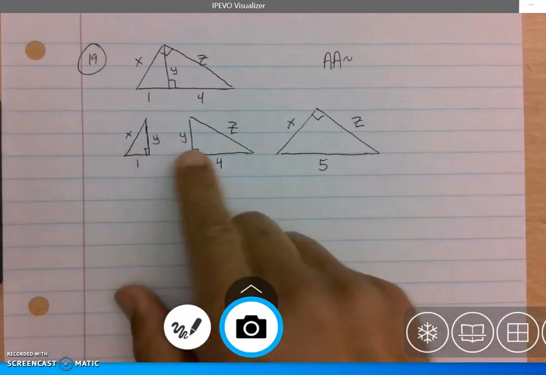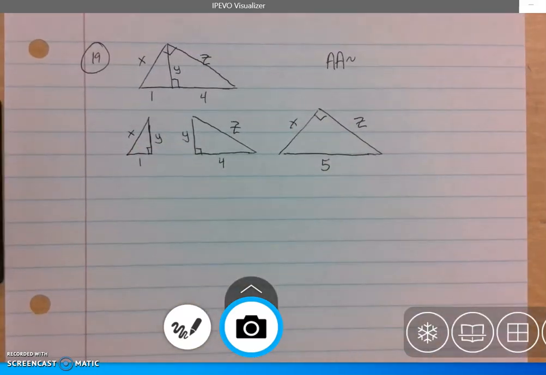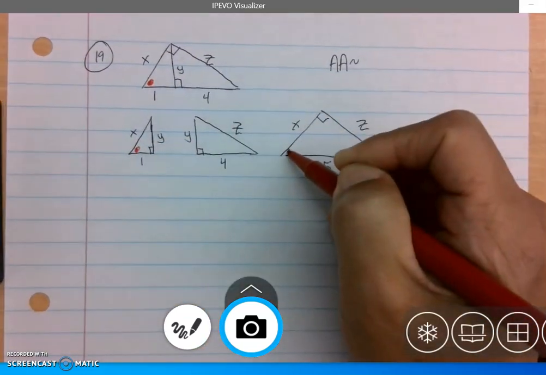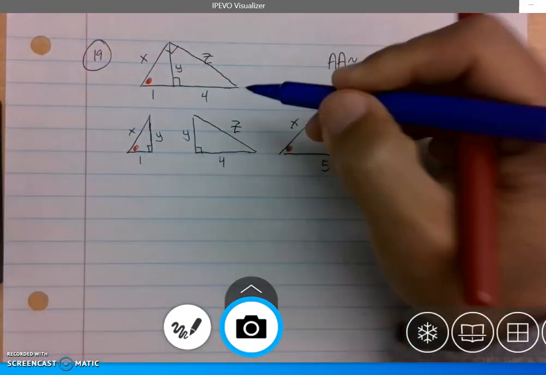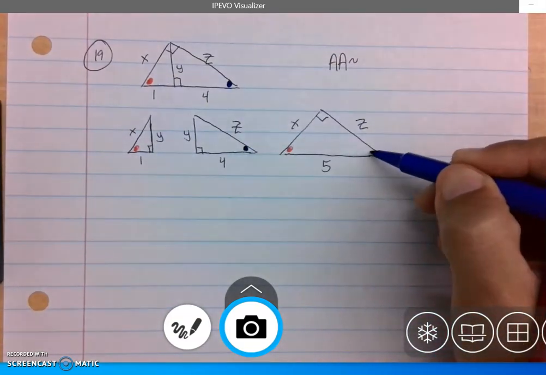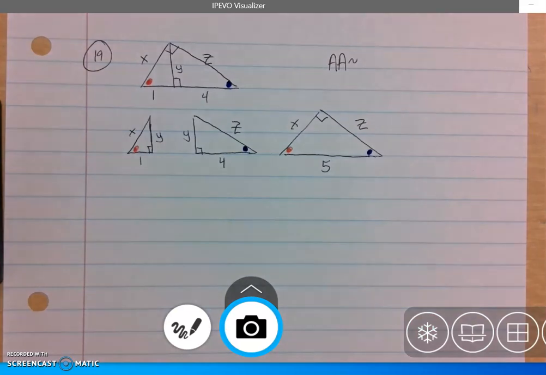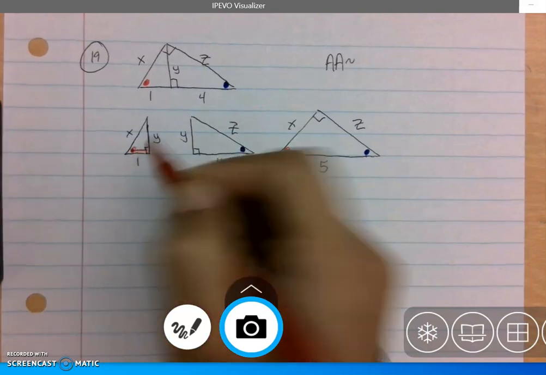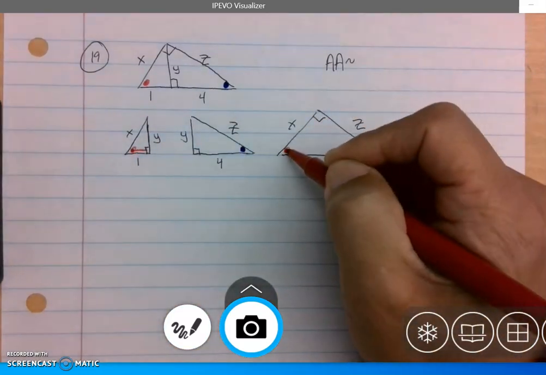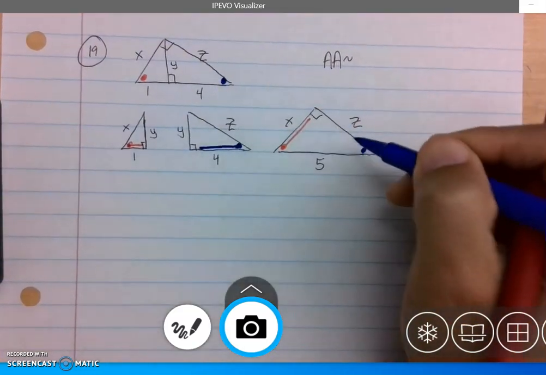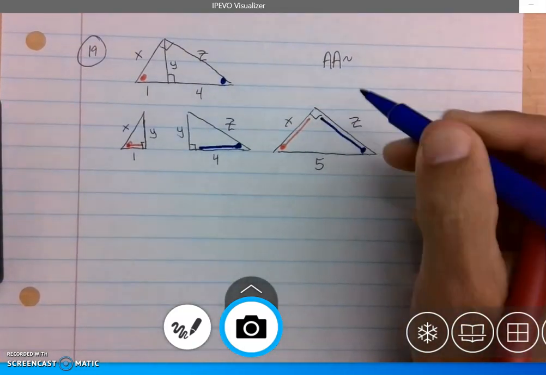They all have a 90-degree angle, and I like to use colors here. So I'm going to put this as a red dot, a red dot, a red dot, this being the blue dot. I like to use the colors to help figure out comparisons. So I'm going to go red dot to the 90 degrees, red dot to the 90 degrees, blue dot to the 90 degrees is the blue side, blue dot to the 90 degrees is the blue side.